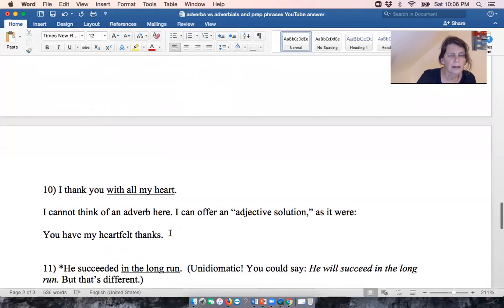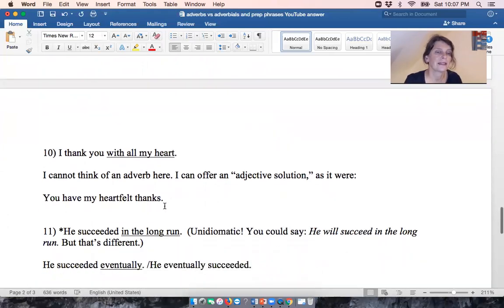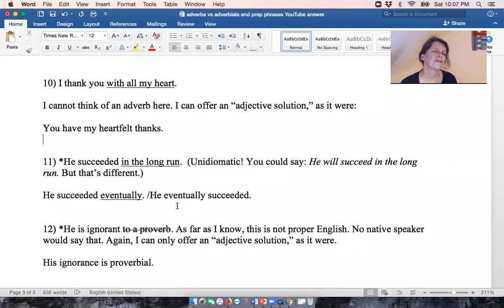I thank you with all my heart. That's quite difficult to turn into. Well, actually, I found it impossible to replace the preposition with all my heart. I'm not saying there is no solution. I just couldn't find it. So I actually went with an adjective solution: You have my heartfelt thanks. That is actually an idiomatic sentence, but heartfelt is then an adjective modifying the noun thanks. So you have my heartfelt thanks. He succeeded in the long run. Oh, that's a very unidiomatic sentence.